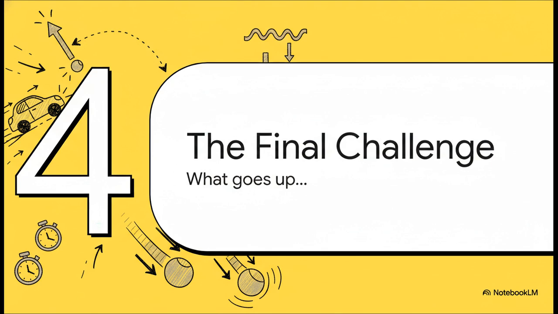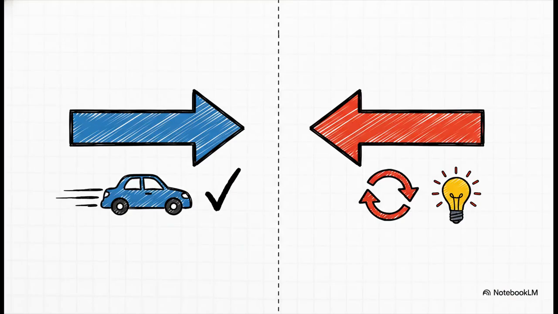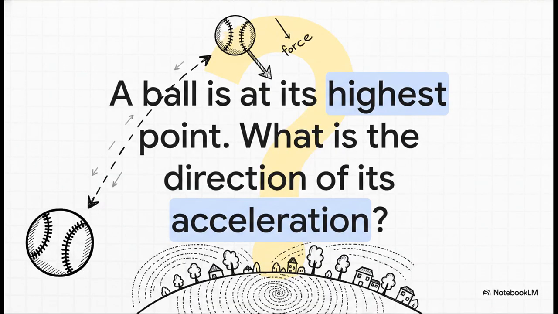You're ready. So let's put that new physics brain of yours to the test with one last little challenge. But before that final challenge, let's just say it one more time so it really sticks. The direction of acceleration does not tell you which way the object is moving. It tells you how the object's velocity is changing. All right, here we go.